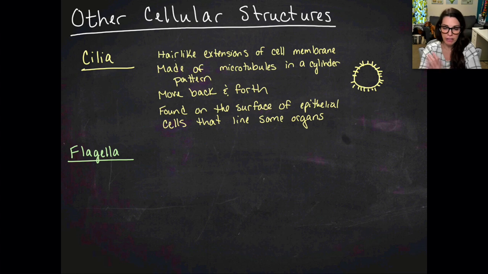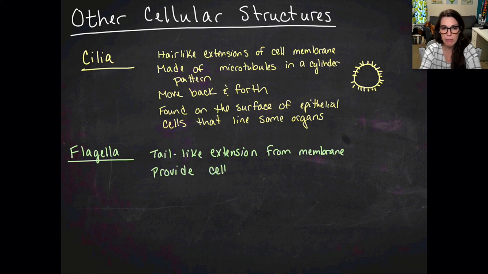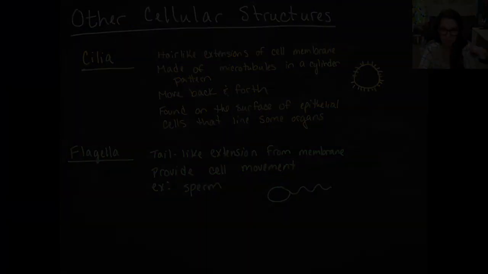Flagella. We all know flagella. Flagella is a tail-like extension of the cell membrane, and it provides cell movement. So this actually makes the cell move, which means we have to be talking about cells that are not attached to a large tissue. So the example would be a sperm. That's the classic example. So the long tail of a sperm is a flagella.